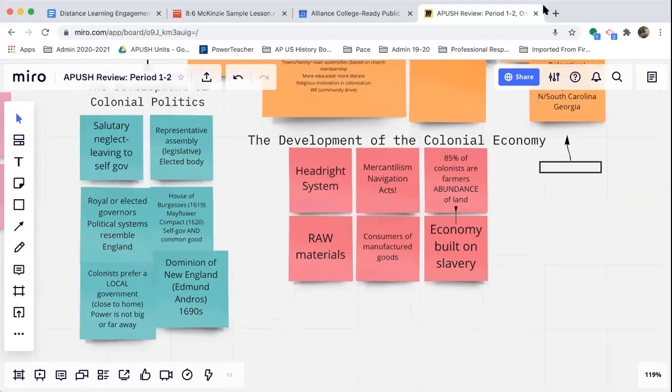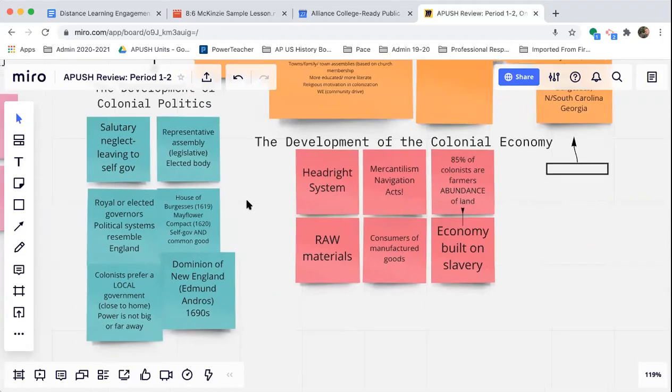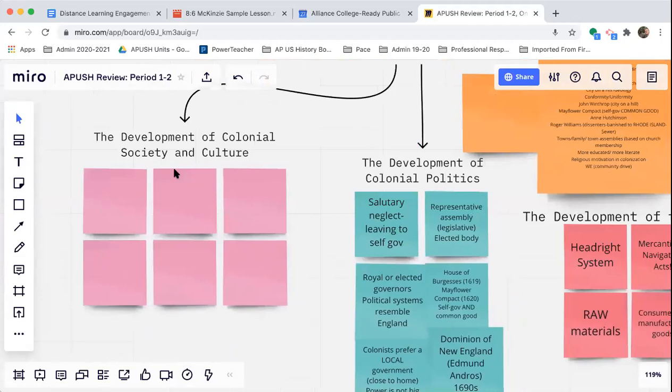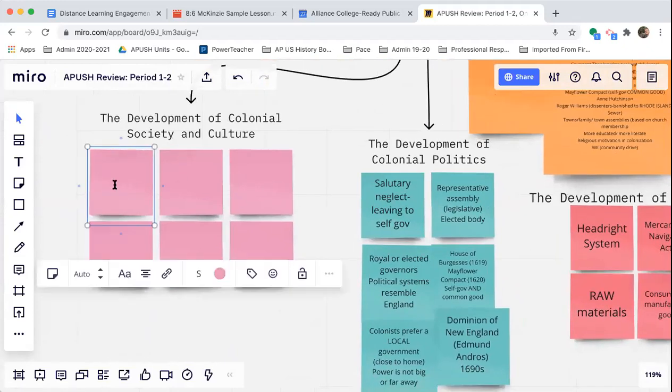All right, does anybody want to add anything to the political stickers? Speak now. All right, I think we did pretty good. The last piece is society and culture, which we talked about today. What's the biggest driver of society and culture? What's the biggest influence on society and culture across the board?